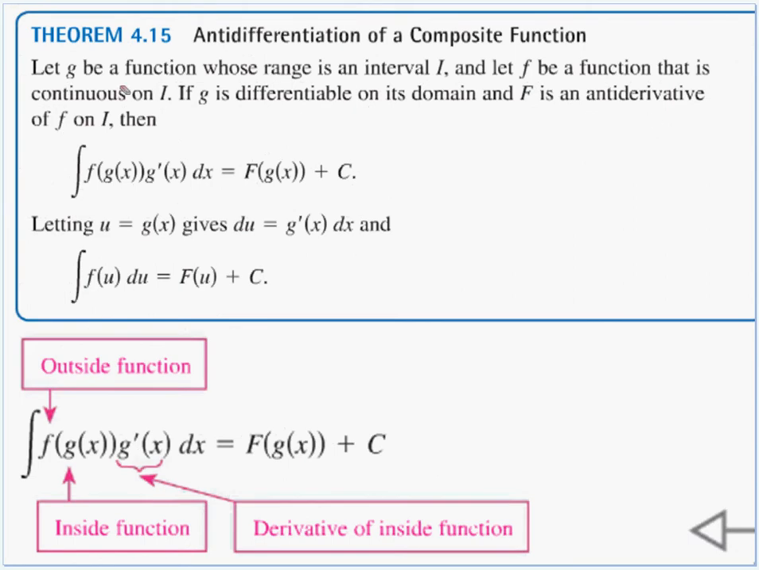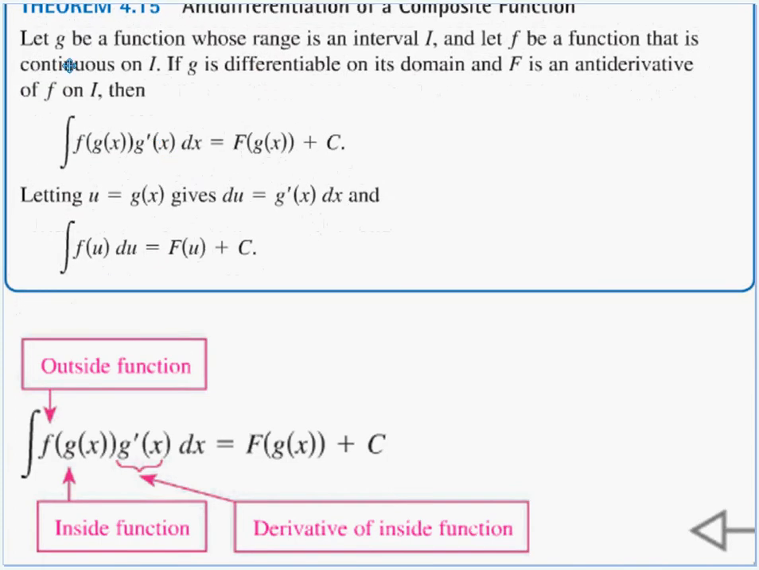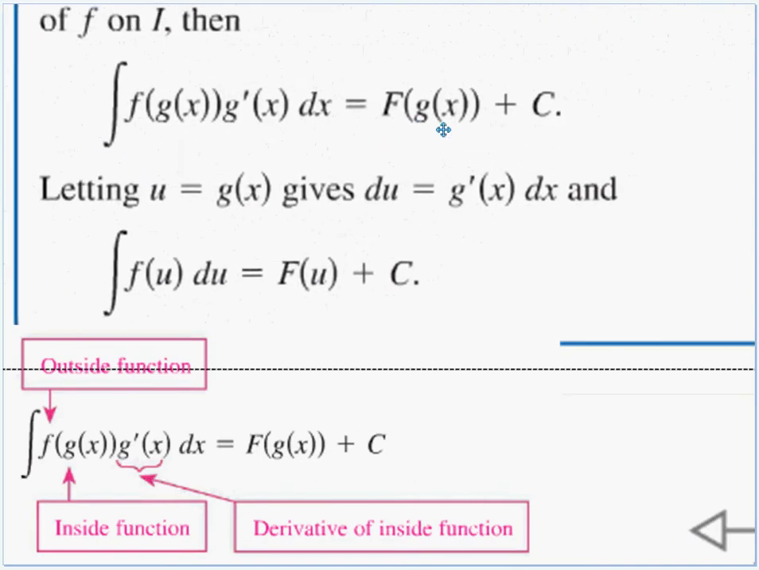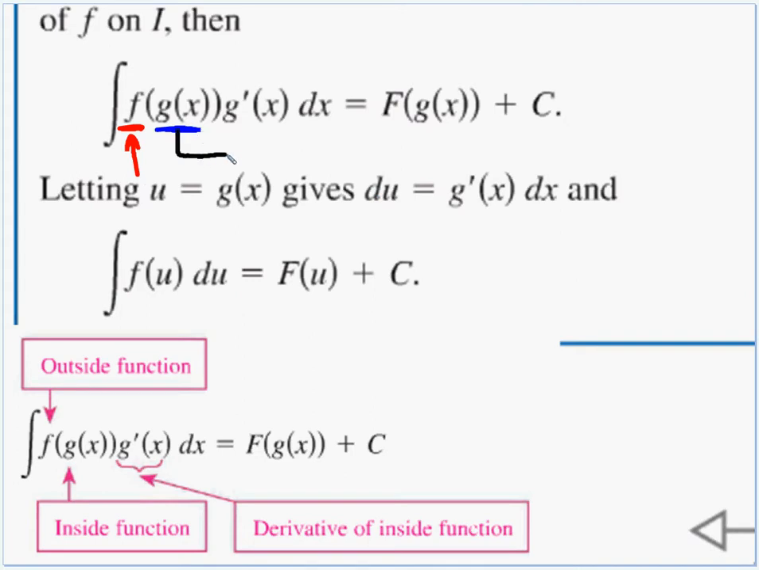Theorem 4.15, anti-differentiation of a composite function. Let g be a function whose range is in the interval I, and let f be a function that is continuous on the same interval. If g is a differentiable function on its domain, and F is an antiderivative of f on that same interval, then, notice all this notation. Let me make this a little bit bigger. So we are anti-deriving a composite. We've got the outer function f, we've got the inner function g, and also present is g's derivative g prime.